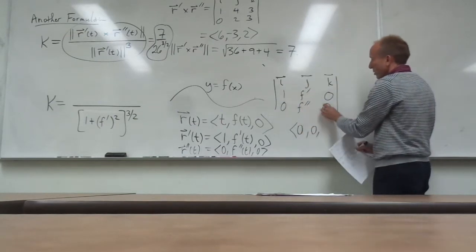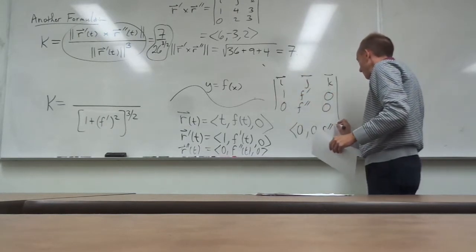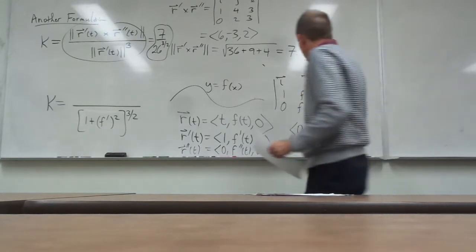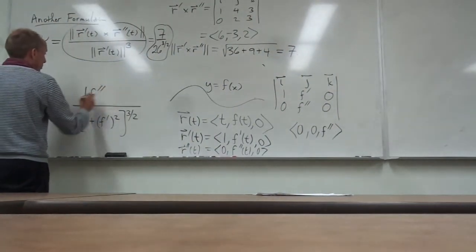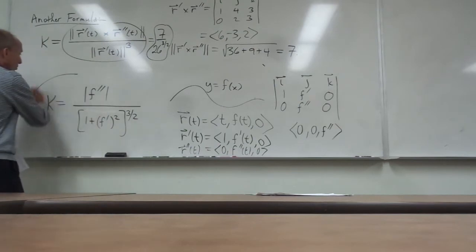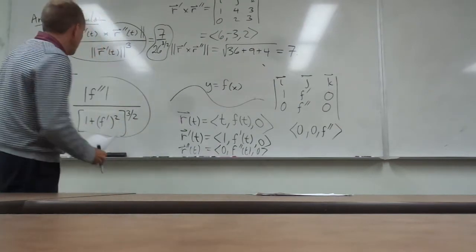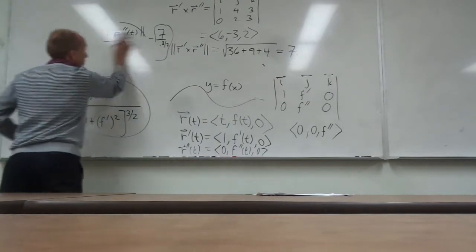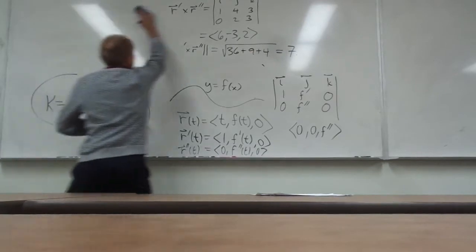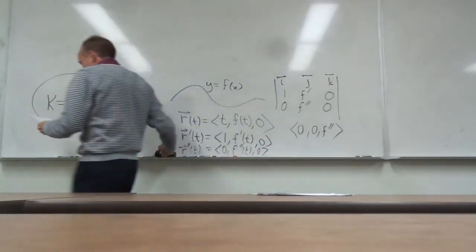The j component is 0. The k component is f double prime. What's the norm of that vector? Well, it's literally just the absolute value of f double prime. So here's a curvature formula that applies to a function in the xy plane. Let me do an example of that now, and then you'll have all the examples that you need, okay?